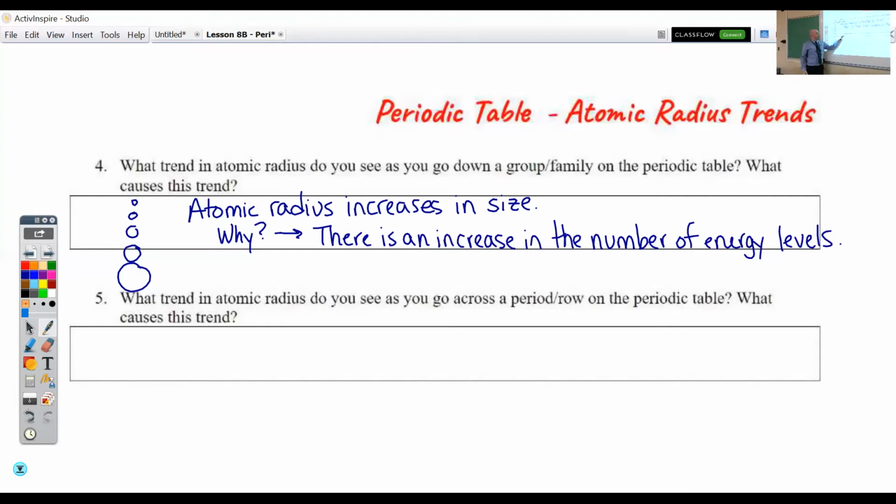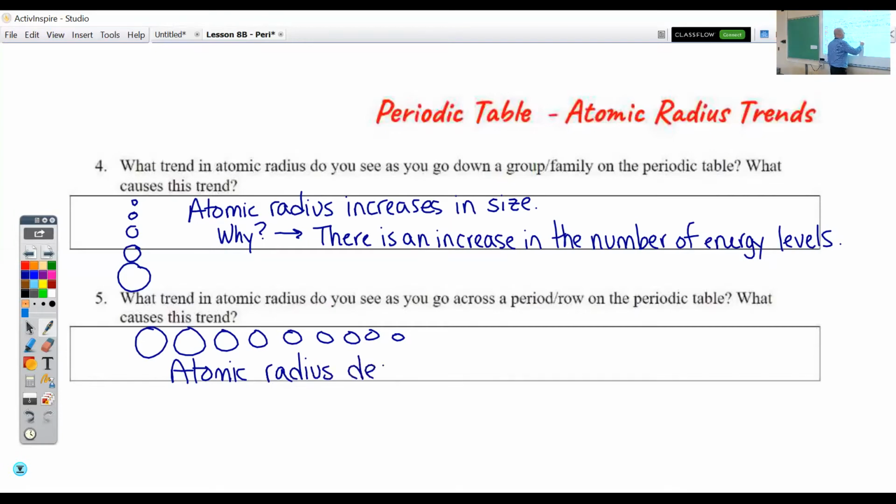Second, what trend in atomic radius do you see as you go across a period? So we're going to look at a simulation in our next class that's actually going to go over this. But as you go across a period, you actually start to see atomic radius decrease. It gets smaller. So atomic radius decreases in size. Left to right.